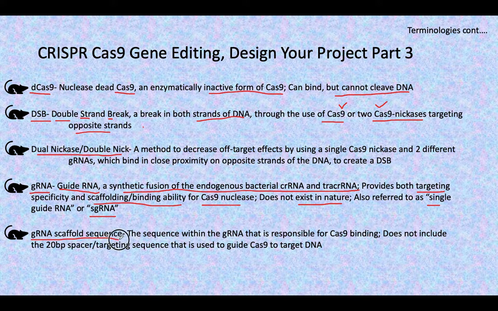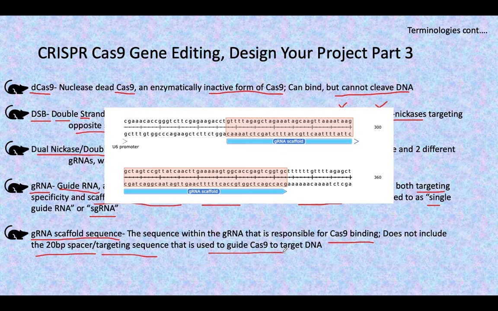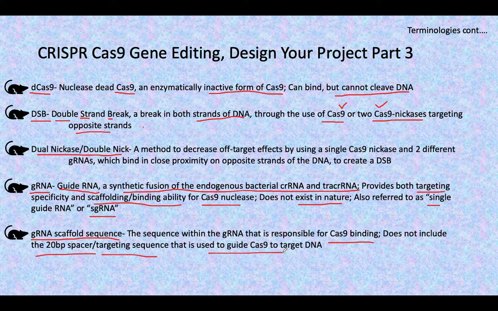Guide RNA scaffold sequence. This is the sequence of DNA which is responsible for Cas9 binding, and this is not included in the 20 nucleotide base pair spacer or the targeting sequence that is used to guide the Cas9 to the target DNA. You can see I have shown it from the ED gene, and it is very easy. We will talk about it in quite detail.